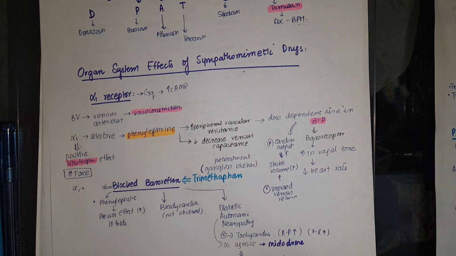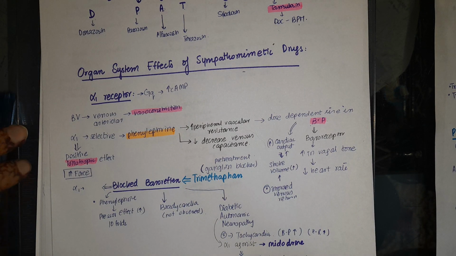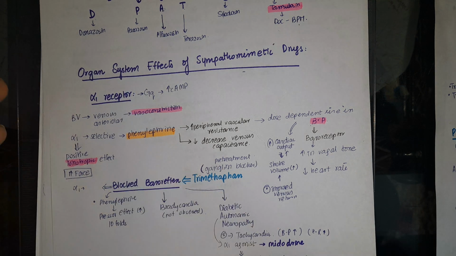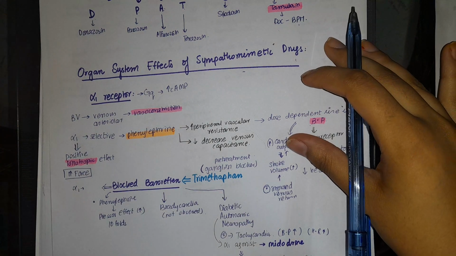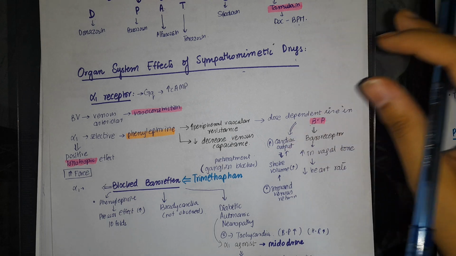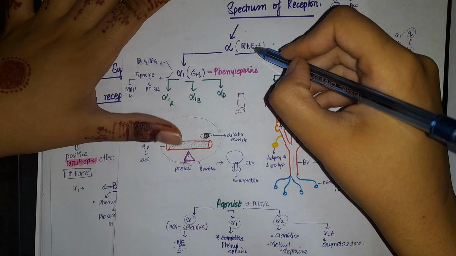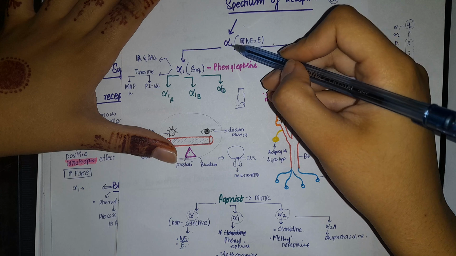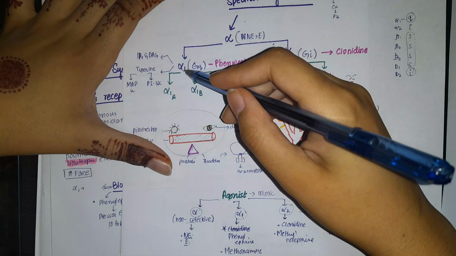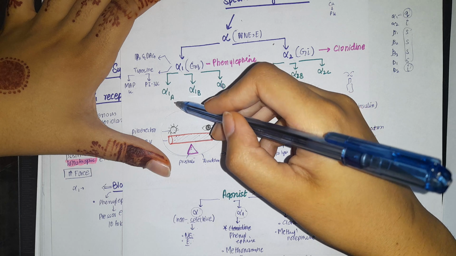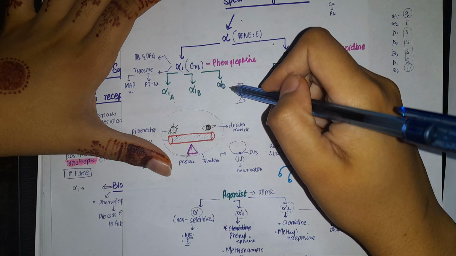Bismillahirrahmanirrahim. In this video, we are generally going to talk about the alpha 1 receptor or organ system effects of sympathomimetic drugs. Now you know that receptors of alpha type that are acted upon by norepinephrine and epinephrine, they are alpha 1 type and alpha 2 type. And in the alpha 1 type, they are further divided into alpha 1A, B and D.